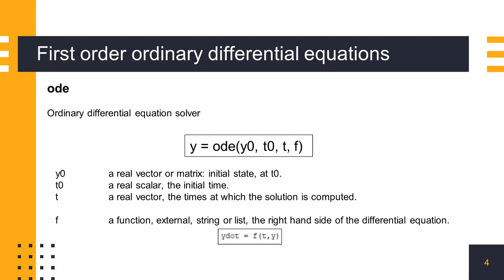ODE function has a specific syntax where y0 is the vector of initial conditions at time t0. T is the vector of times at which the solution y is computed, and y is matrix of solution vectors. In the ODE function, we have to pass reference to a function f that forms the right-hand side of the differential equation. This function f is a Scilab function and should have the syntax as y dot is equal to function of t and y, where y dot is the first order derivative which we are calculating.